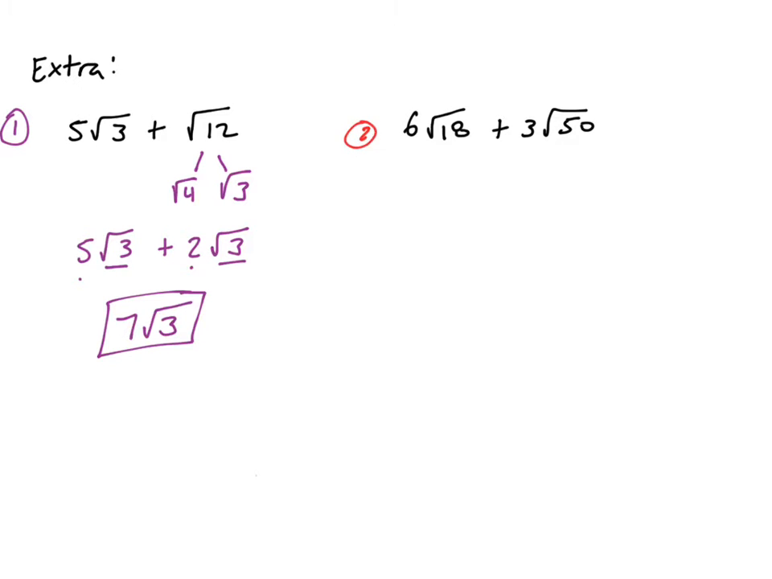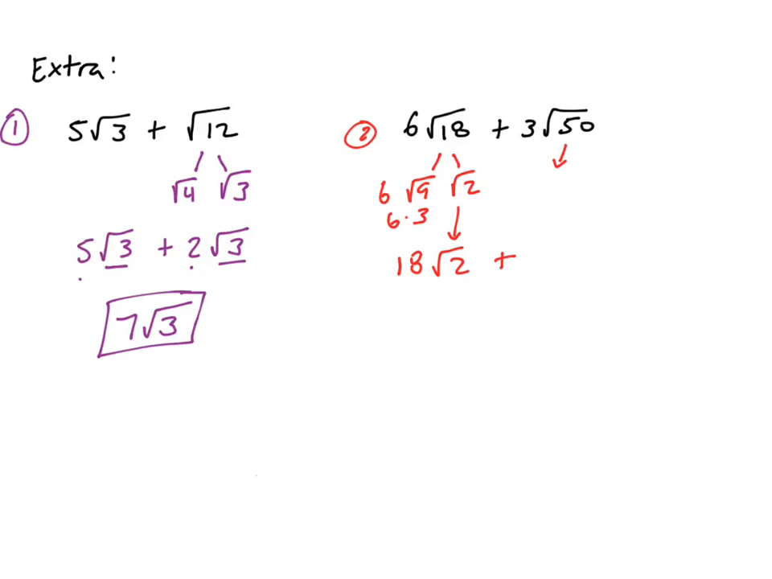This second problem, same idea. We've got square root of 18, square root of 50 with their respective coefficients. Let's see if we can simplify these. I know this breaks apart into 9, and then you've got the square root of 2. Square root of 9 is 3, so we're going to take the 3 times the 6, which gives us 18, and we bring down the square root of 2. All right, so that's simplified.